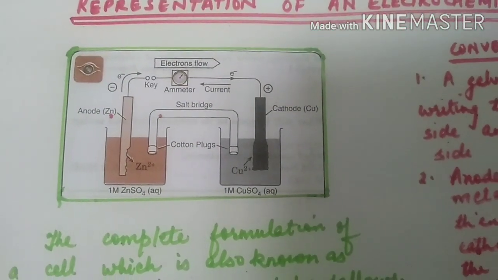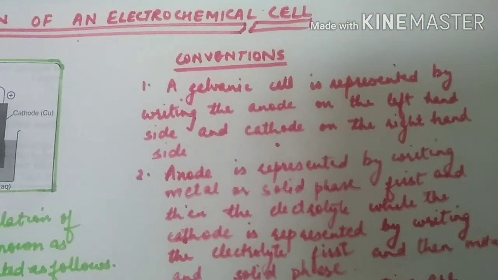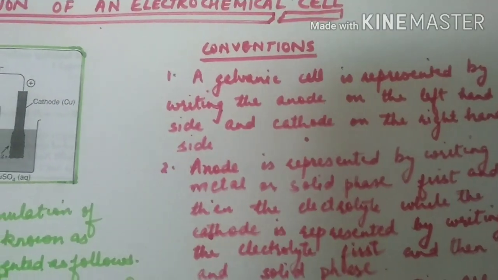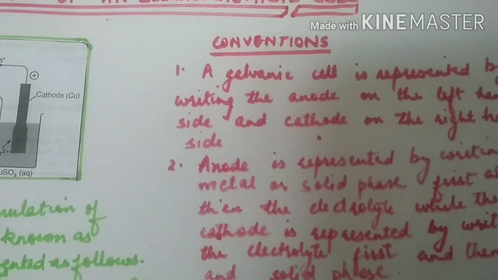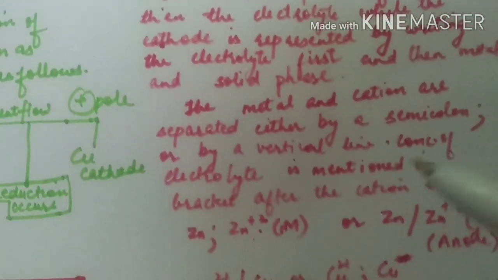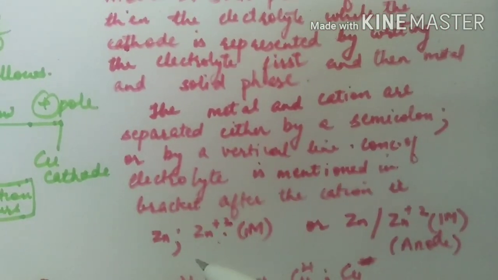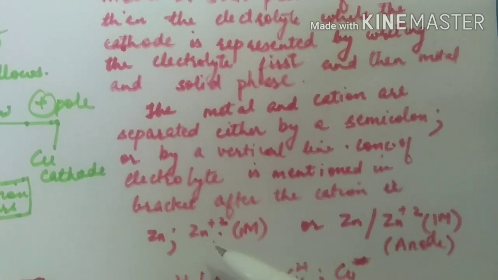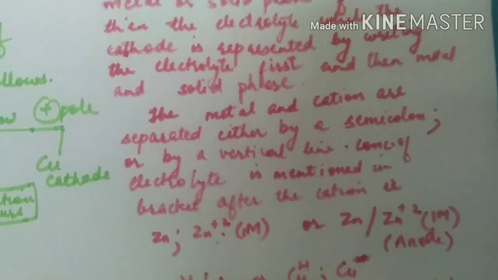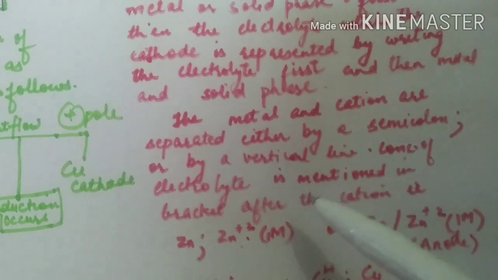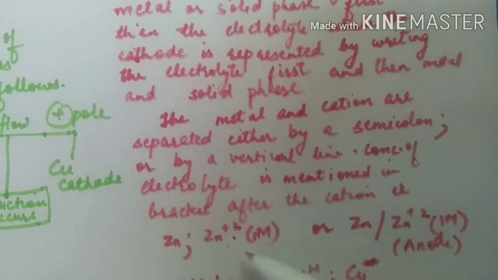First we follow some conventions. So the conventions are that the galvanic cell will be represented by writing the anode always on the left side and cathode on the right side. And while writing the anode, the metal is written first, followed by semicolon, and then we write the name of the electrolyte into which this metal is dipped, or we can simply write the ions into which this metal is dipped. To give further information, we can also give the concentration of the electrolyte in brackets.